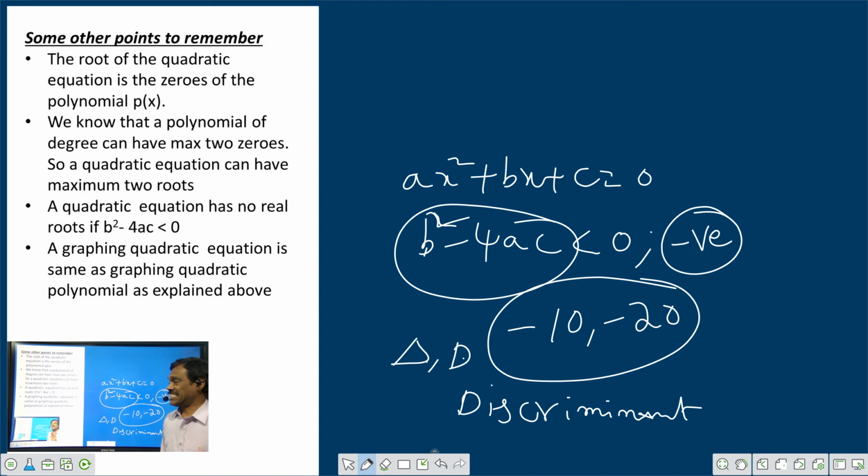roots are imaginary, not real. If the discriminant value comes as negative, we can take it for granted that there are no real roots, in the sense that they are imaginary roots. Definitely it will have roots, but the roots are imaginary. Graphing a quadratic is the same as for a polynomial. See what we have done in polynomial, same thing. How to do the graph, that also we can do.